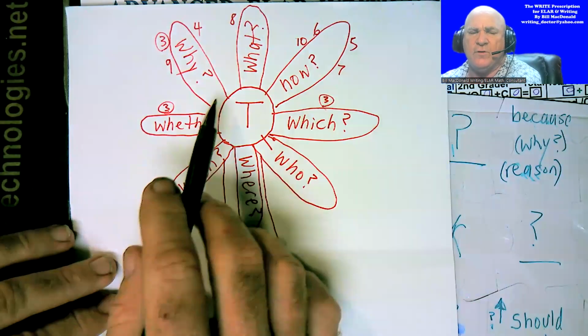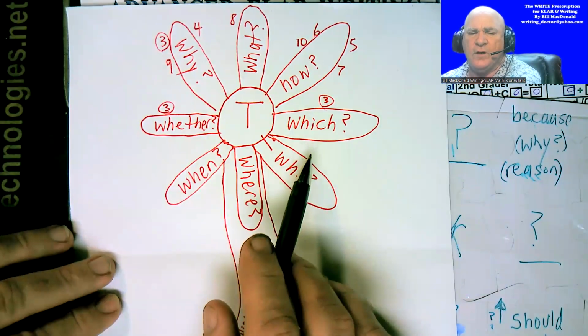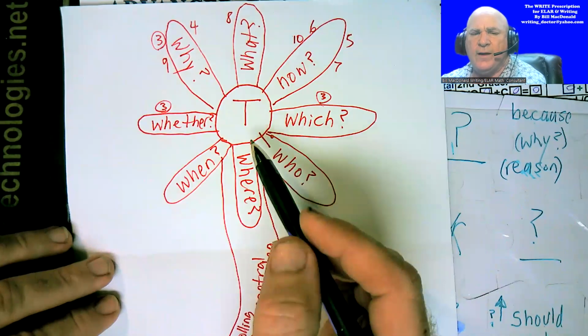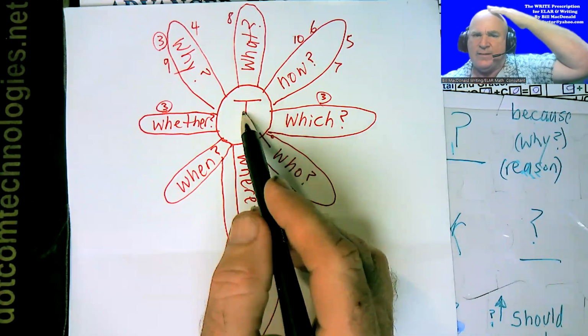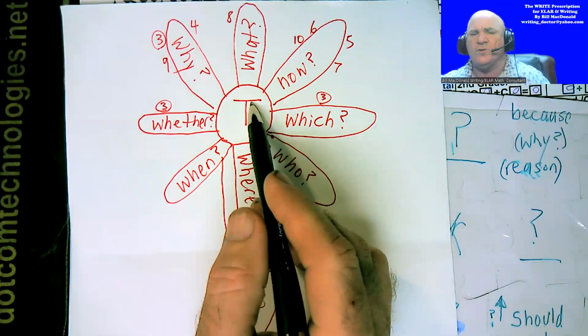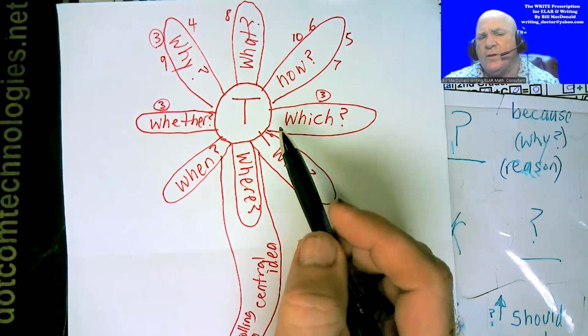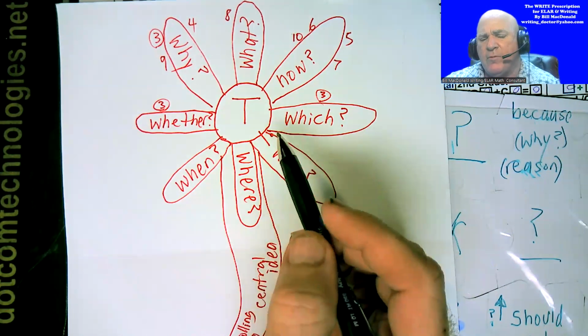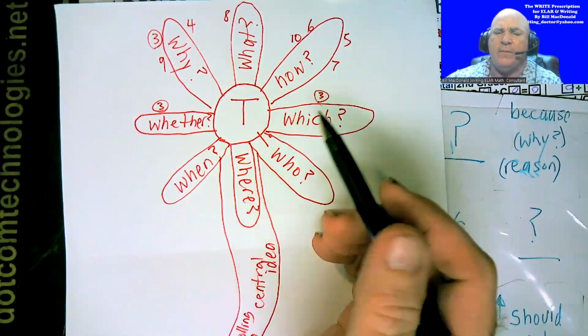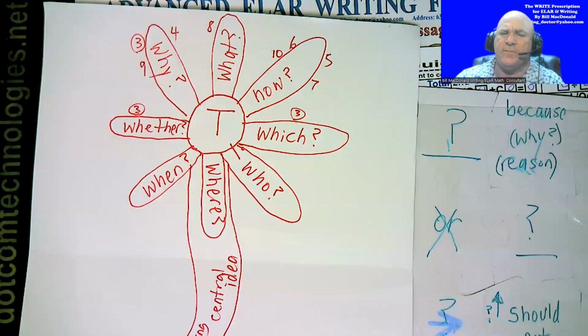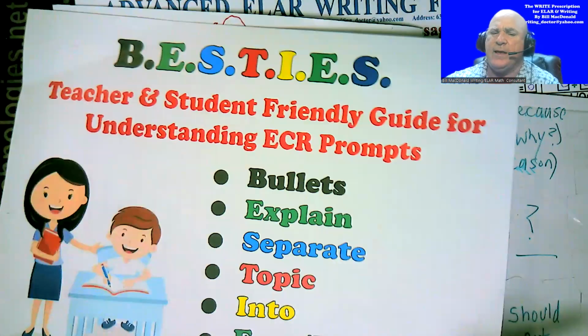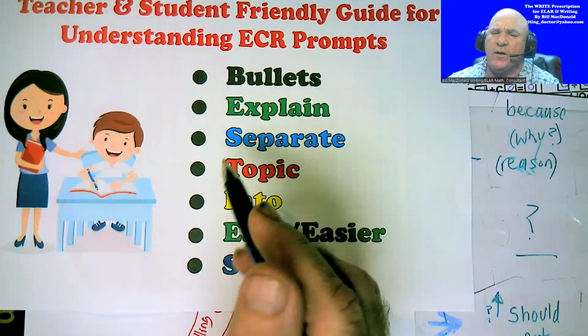There's several W's that could be asked as part of the topic. Okay. So as your kids are reading that, the first thing was to say, let me look for the bullets. That means I'm going to be writing an essay.